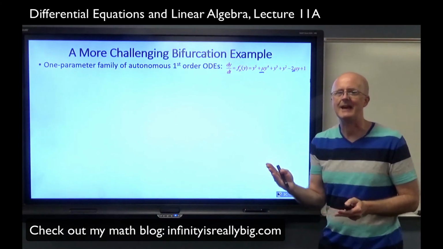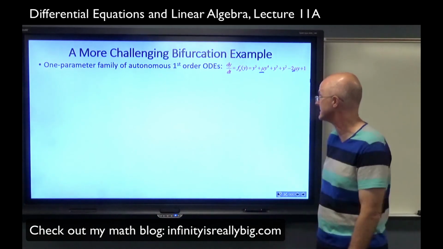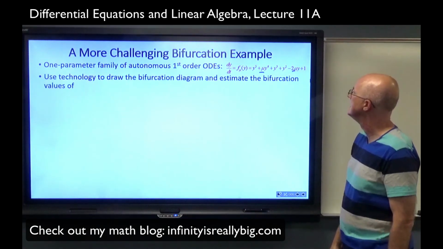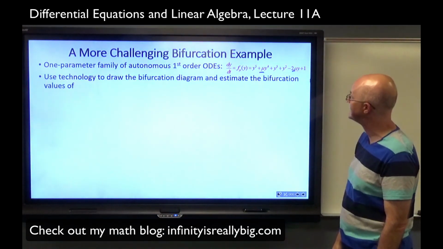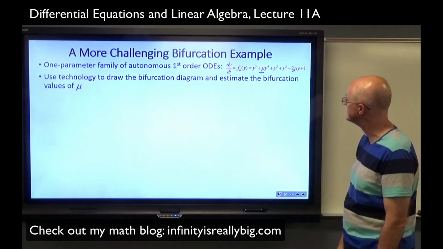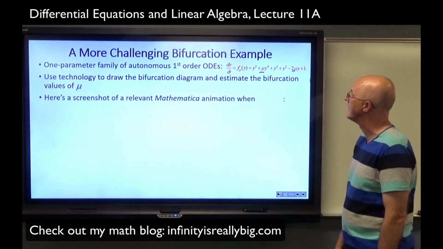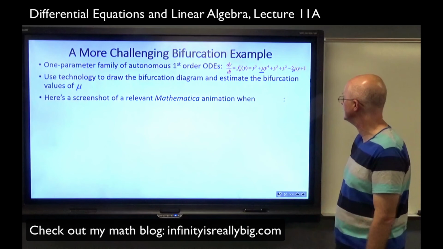Okay? And the bifurcation diagram, in a sense, is kind of like a movie of what happens as mu changes, and the Mathematica code will illustrate that. We're going to use technology to try to draw the bifurcation diagram and estimate the bifurcation values of mu for this particular one-parameter family. I will show you the Mathematica here in a minute. But here is a screenshot of the relevant Mathematica animation that we get to at the end.